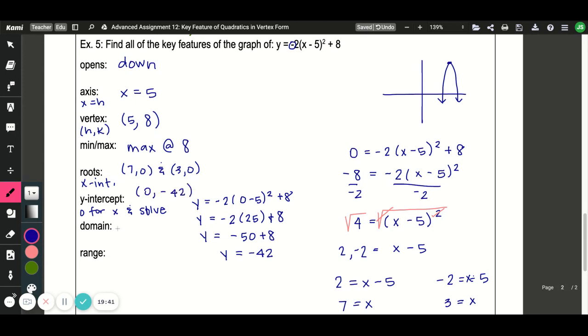Domain and range have not changed at all. So domain is negative infinity to infinity. And the range, it opens down, so the lowest it goes is negative infinity. And the highest it reaches was up here. Do you remember how high that was? That vertex was at (5, 8). So the highest this graph goes is positive 8 with a bracket. Infinity has to get a round parenthesis because it's not actually a number, but 8 is. So 8 gets a bracket.